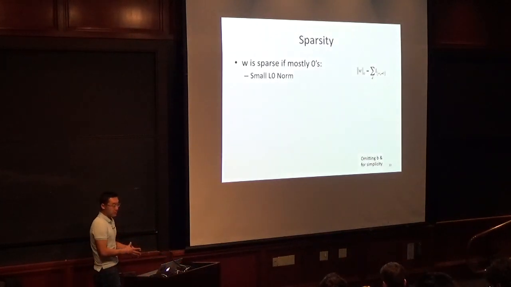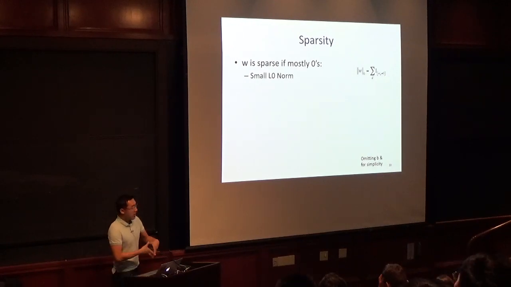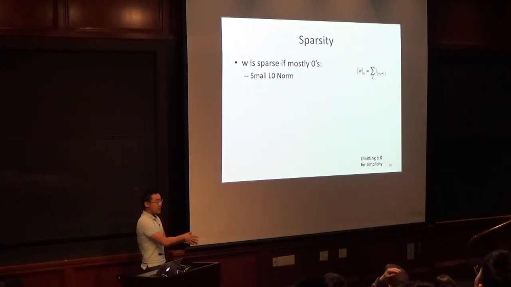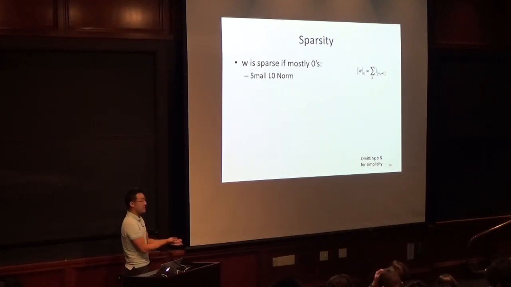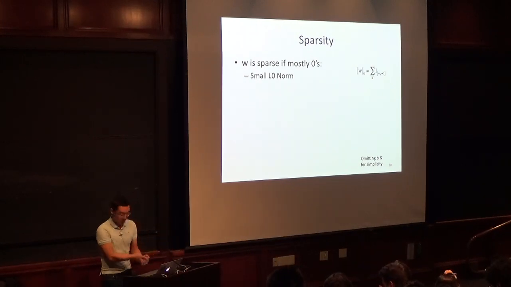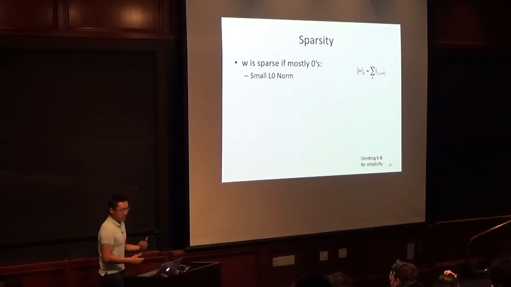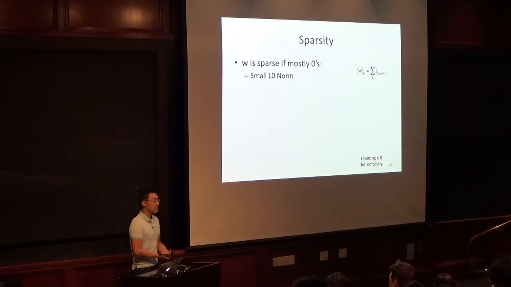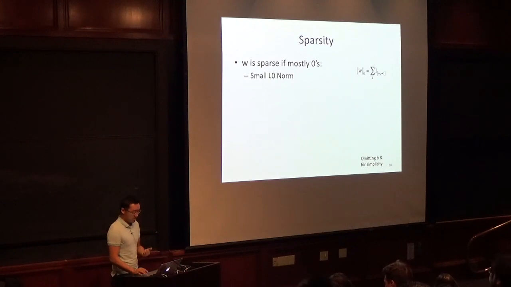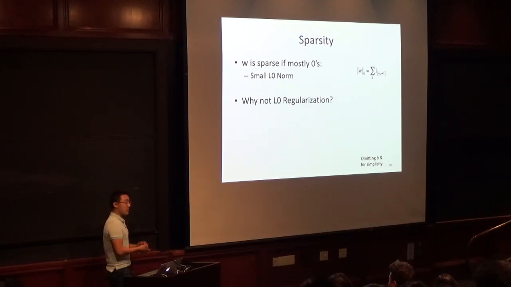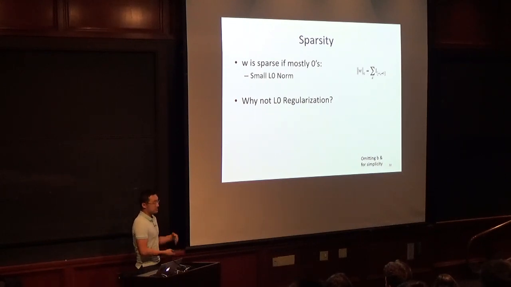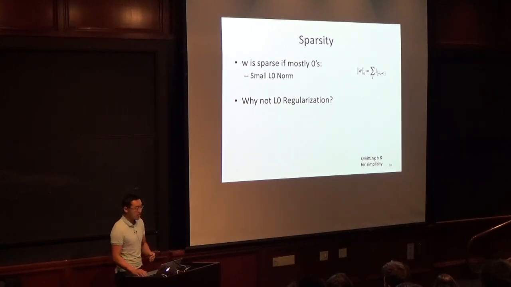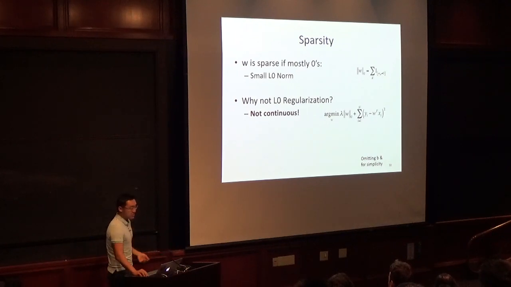So now let's talk about sparsity. Vector W is sparse qualitatively if it's mostly 0. Most of the entries are 0. In other words, a vector W is sparse if it has very small L0 norm. Now, suppose we cared about sparsity, why don't we do L0 regularization? Well, it's for the same reasons why we don't do 0-1 loss. It's because it's not continuous and it's flat everywhere. It's flat or discontinuous everywhere.